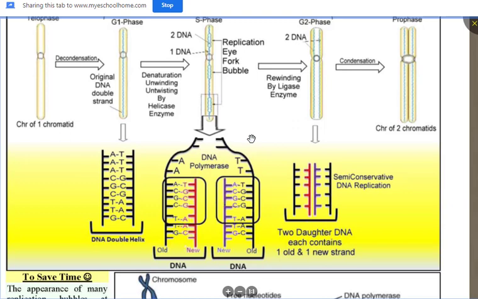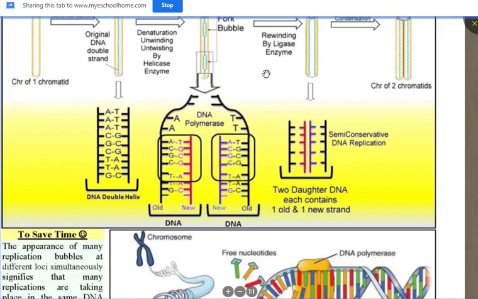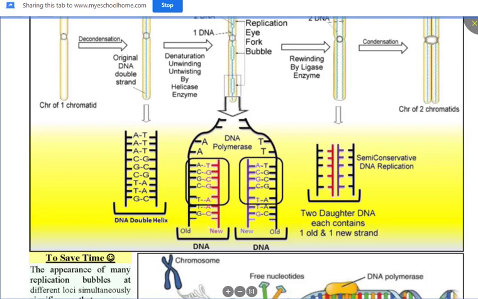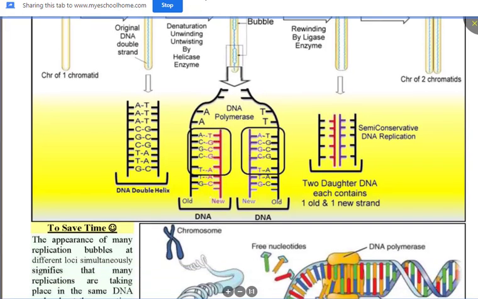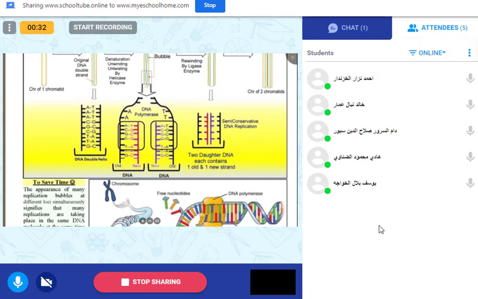Then what do we do? Then we have another enzyme called DNA polymerase. Two of this enzyme will come. One will read this strand, the other will read the second strand. What do they do now? The two DNA polymerase. Ahmed, are you still with me? Yes, طيب, please follow with me if you can and raise your voice a little.